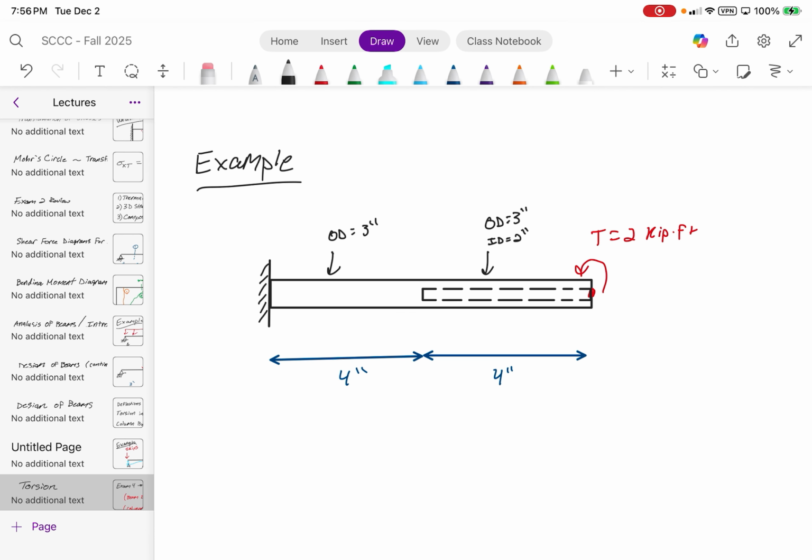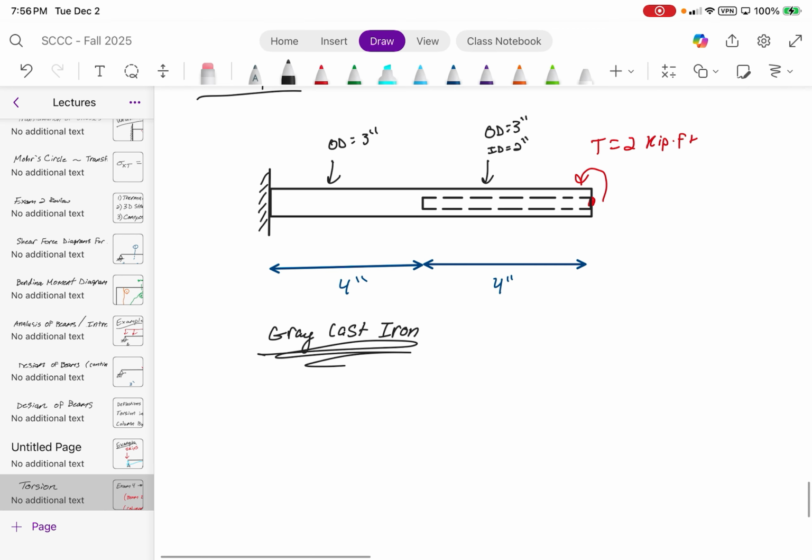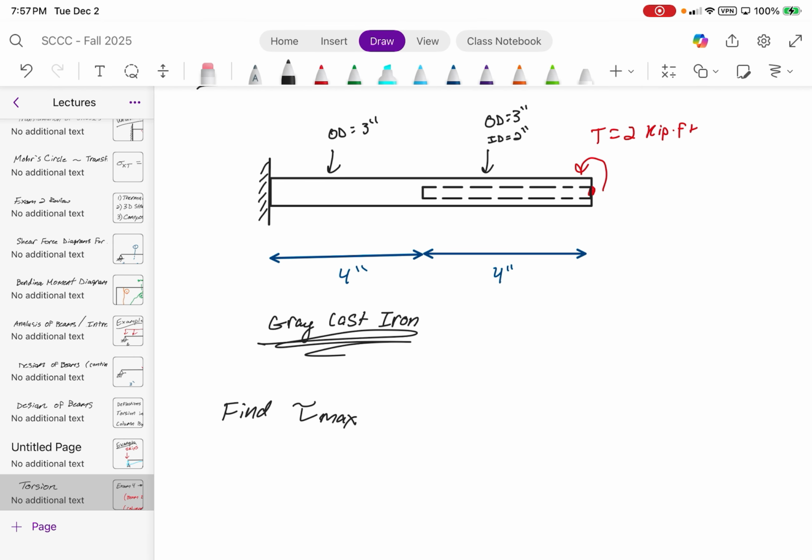And all I want is, if this is gray cast iron, I want you guys to find tau max, so the maximum shear stress in the entire rod, and also the max angle of twist.